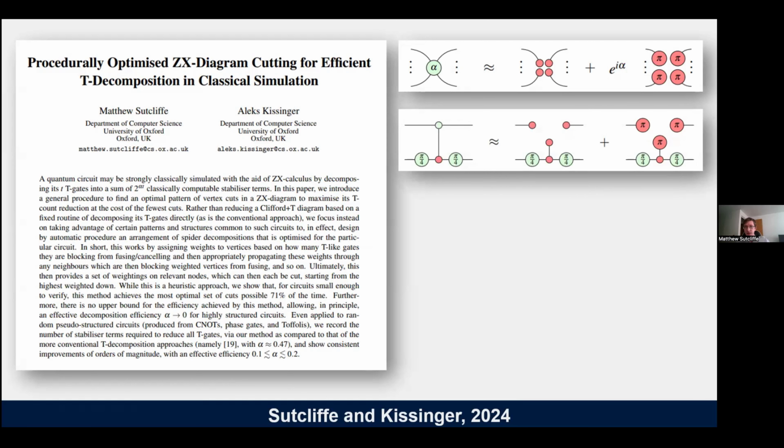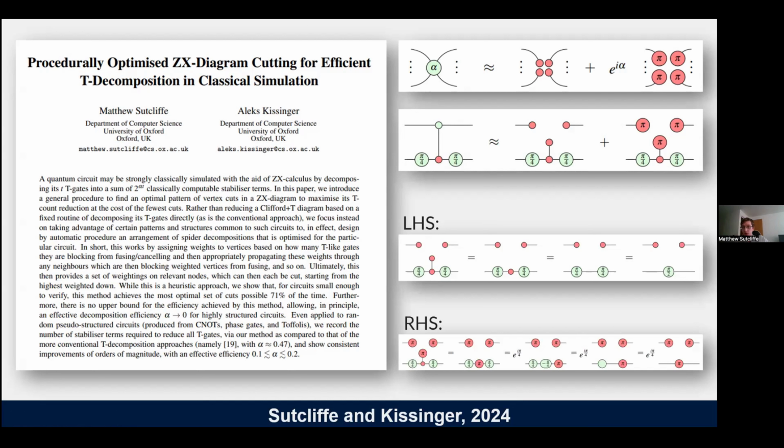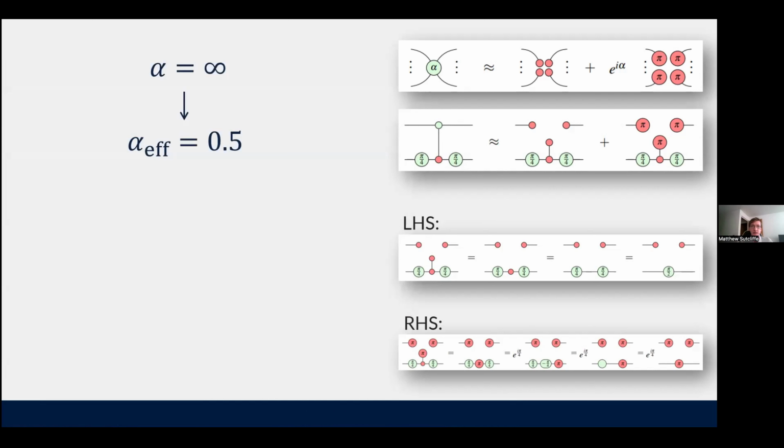But we consider very specific places where applying this can actually be very effective. So here, as a very simple case, we have a T C naught T structure. This C naught is the only thing blocking these two T gates. So if we actually cut this top vertex, then we end up with two terms, which both reduce to Clifford after simplification. So in this case, since we're cutting a Clifford spider, the alpha is actually infinite.